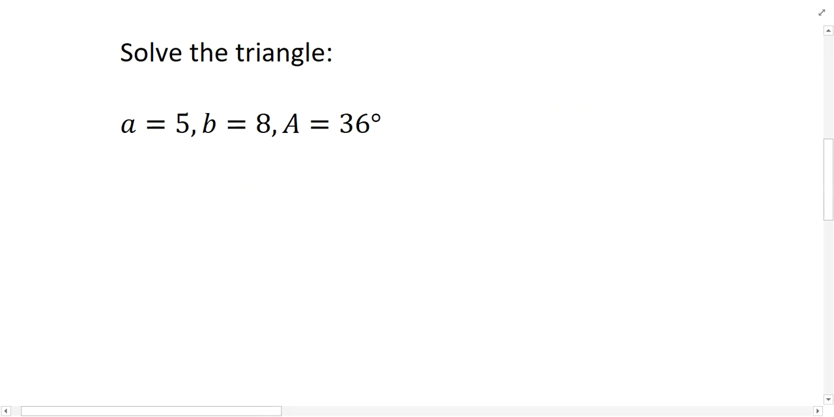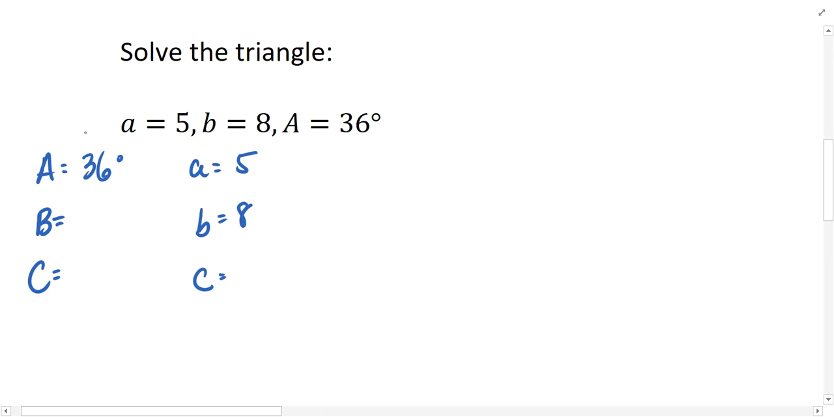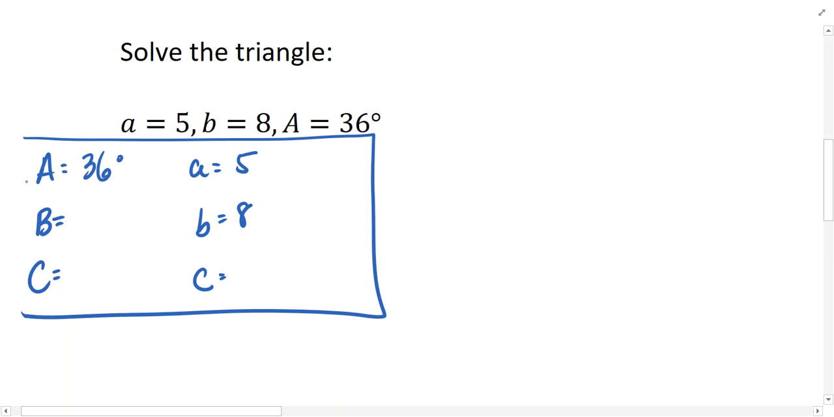So let's try solving this particular triangle. Now again, a diagram is not provided, so we don't know exactly what this thing's going to look like, but we should be able to solve it for all side lengths and angle measures. So let's go ahead and build a table here of our information. We've got angle measure A, which is 36 degrees, angle measure B, and angle measure C we're looking for. We've got side length A that's equal to 5, side length B that's equal to 8, and side length C that's unknown. So when we're all done, we should have a solution for all 6 of these components.